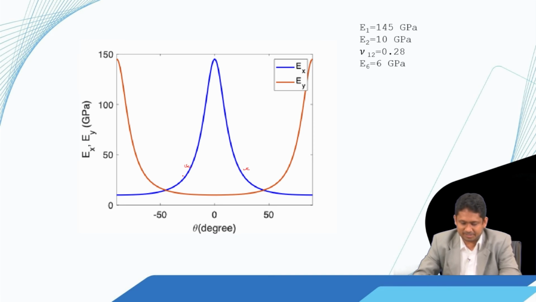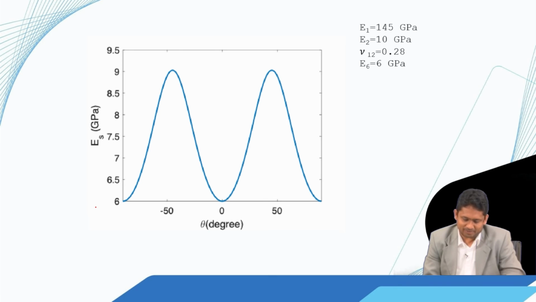Also, the obvious thing is that when theta is equal to 0, the xy system and 1-2 system coincide with each other. In that case, Ex becomes E1 because the x axis coincides with axis 1, and Ey becomes E2. When theta is 90 degrees, the x axis matches with axis 2 and the y axis coincides with axis 1. So, in that case Ex becomes E2 and Ey becomes E1, and similarly on the negative side the same thing happens when theta is equal to minus 90 degrees.